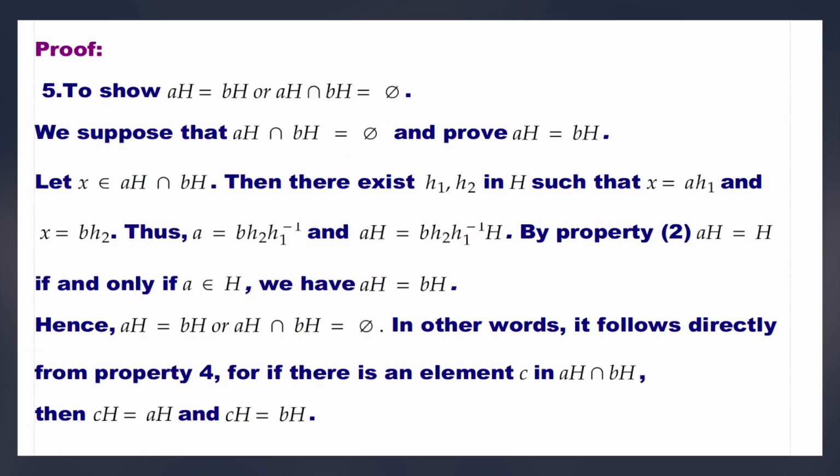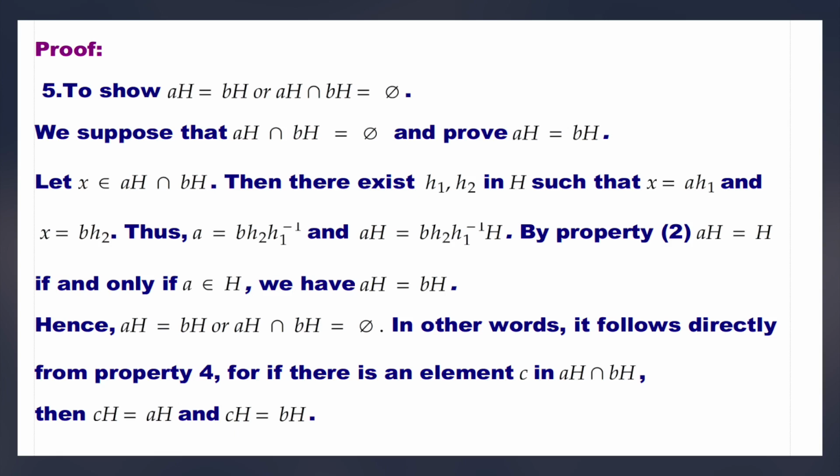The fifth one, to show either aH = bH or aH ∩ bH = ∅. We suppose that aH ∩ bH ≠ ∅ and let x ∈ aH ∩ bH. Then there exist h1, h2 ∈ H such that x = ah1 and x = bh2. Thus, a = bh2h1^-1 and aH = b(h2h1^-1)H.